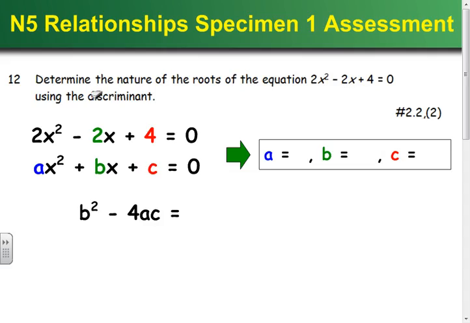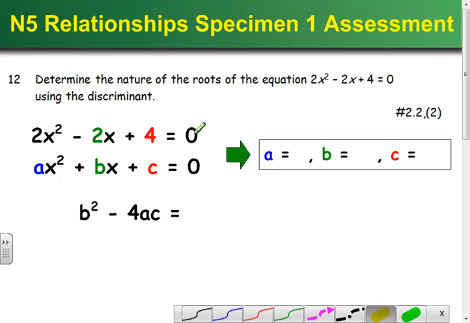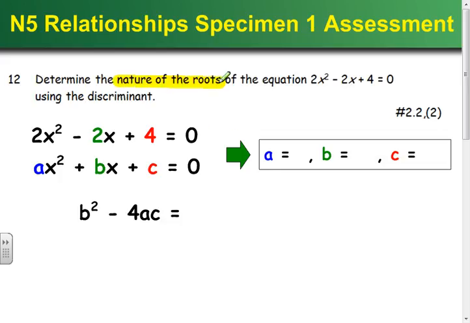Right, question 12, the last one I'm going to do in this lesson. Determine the nature of the roots of the equation 2x squared take away 2x plus 4 equals 0 using the discriminant. So any question that asks you about the nature of the roots uses the discriminant. And you need to know what the discriminant is. It's this bit here. It's just the wee bit under the square root sign in the quadratic formula.